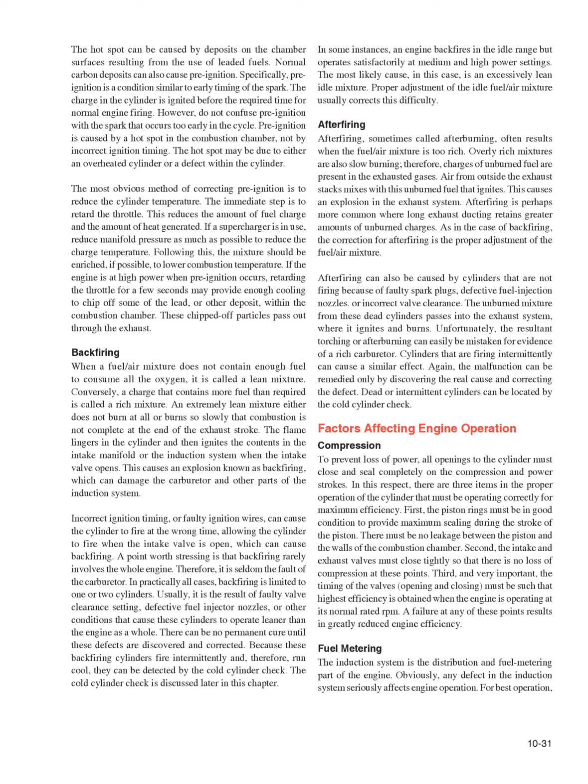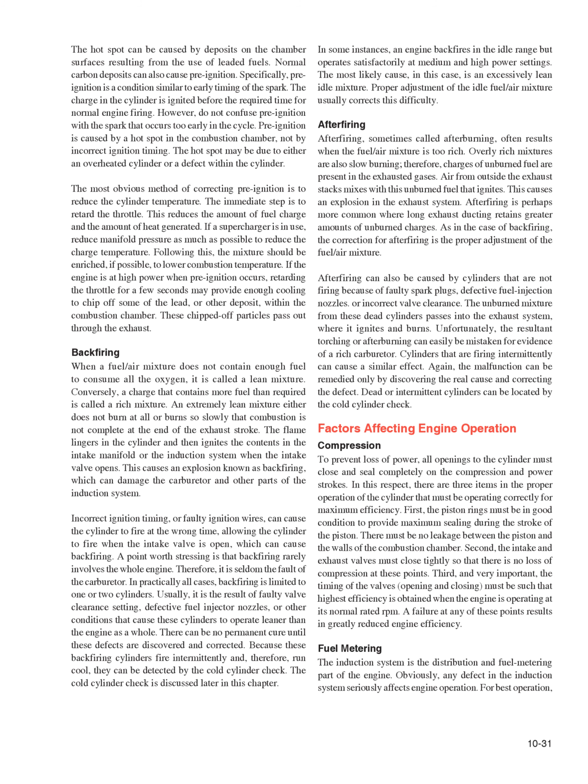Because these backfiring cylinders fire intermittently and, therefore, run cool, they can be detected by the cold cylinder check. The cold cylinder check is discussed later in this chapter. In some instances, an engine backfires in the idle range but operates satisfactorily at medium and high power settings. The most likely cause, in this case, is an excessively lean idle mixture. Proper adjustment of the idle fuel/air mixture usually corrects this difficulty.